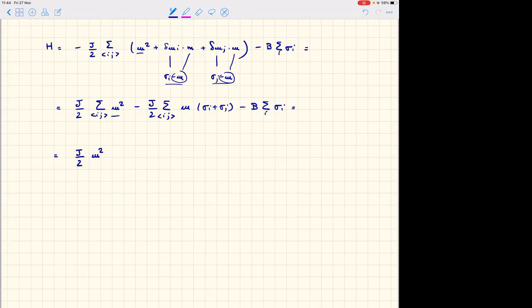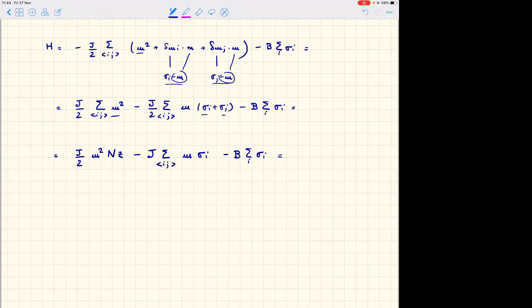So how many terms in this sum? N times Z. N is the number of lattice sites, and Z is the number of nearest neighbors to each lattice site. Then I consider the other term. So this is minus. Now, these two terms are identical, right? I and J are dummy labels, and therefore I get minus J sum over I and J, M times sigma I, minus B sum over I sigma I.